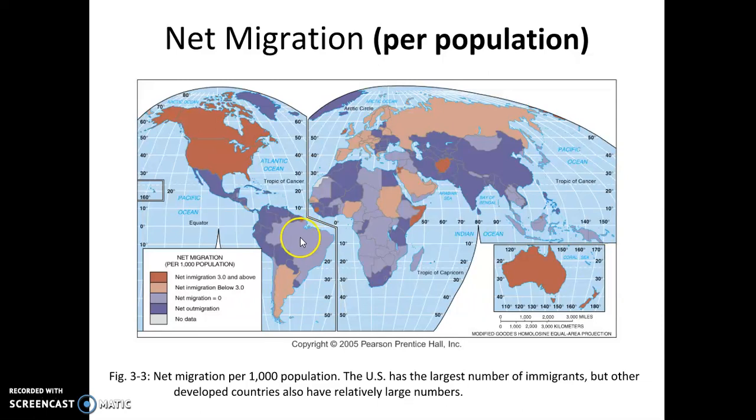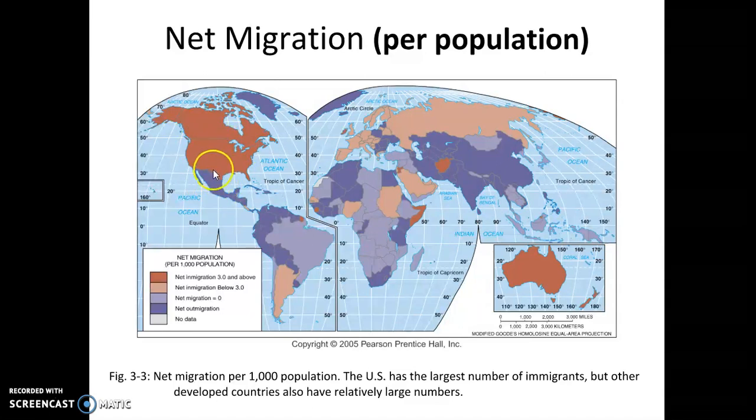And you see that often in these stage 3 countries, like Brazil. They have people moving, but they also have a lot of people coming in. You can see Mexico has net out migration, and the United States has net in migration. This is a relationship dynamic that exists.